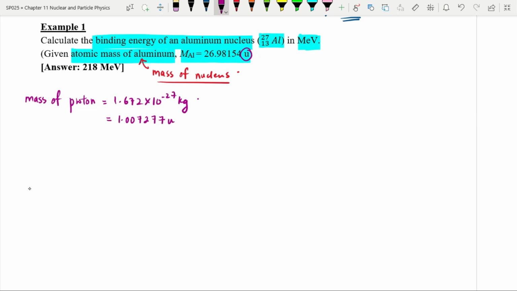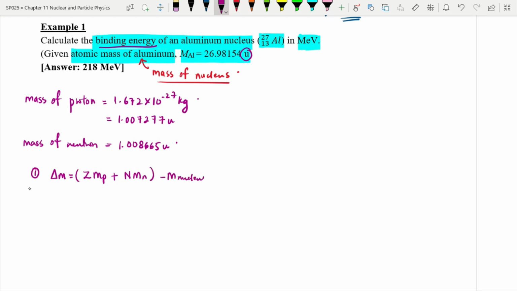Alright, so sama juga, mass of neutron kita akan gunakan dalam unit U, 1.008665 U. Okay, so ni semua boleh refer dekat dalam list constant di hadapan exam paper dan juga dalam board yang saya dah provide. Kenapa saya listkan mass of proton dengan mass of neutron ni? Sebab first untuk kira binding energy, of course kita kena dapatkan mass defect terlebih dahulu. So first step, dapatkan mass defect. Dan apa formula dia? Z proton number times with mass of proton plus neutron number times with mass of neutron minus with mass of nucleus.